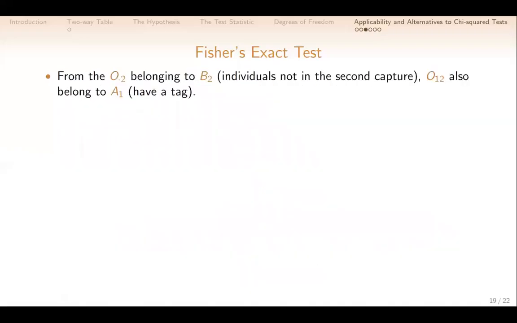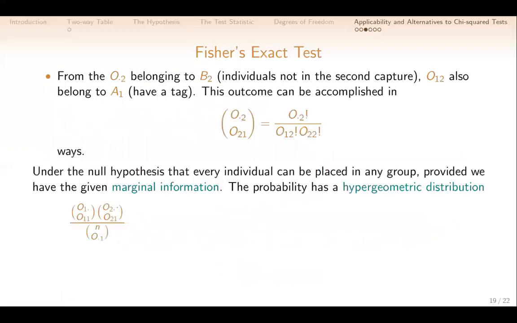Okay, now we're going to go to O.2. Those are individuals that belong to B2, that is individuals not in the second capture, of which O12 also belong to A1, that is have a tag. So these are individuals not in the second capture, but having a tag. So that's O.2 choose O12, and there's the multinomial coefficient for that. So what I did is I built the multinomial coefficient in 3 pieces for you, as we saw last semester.